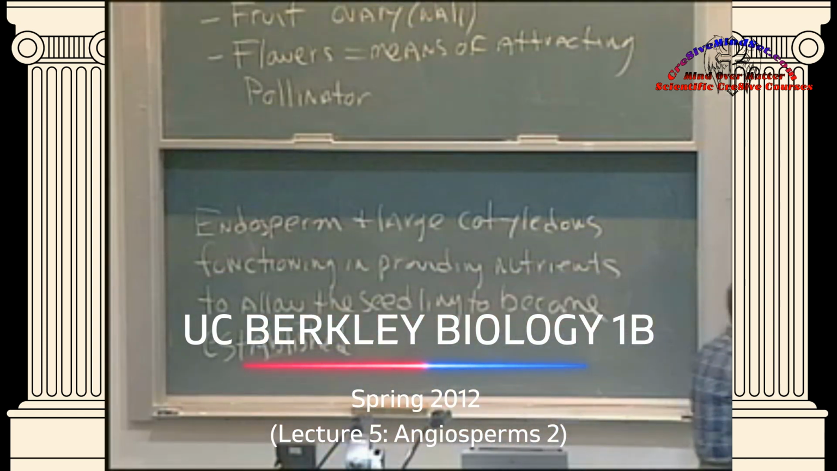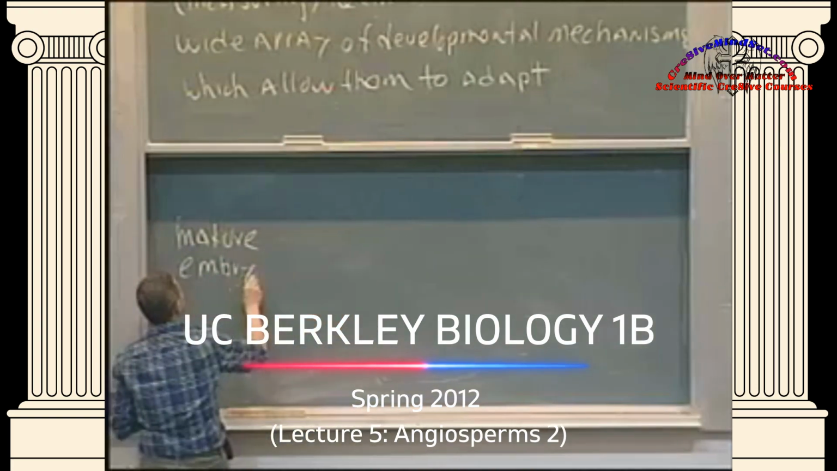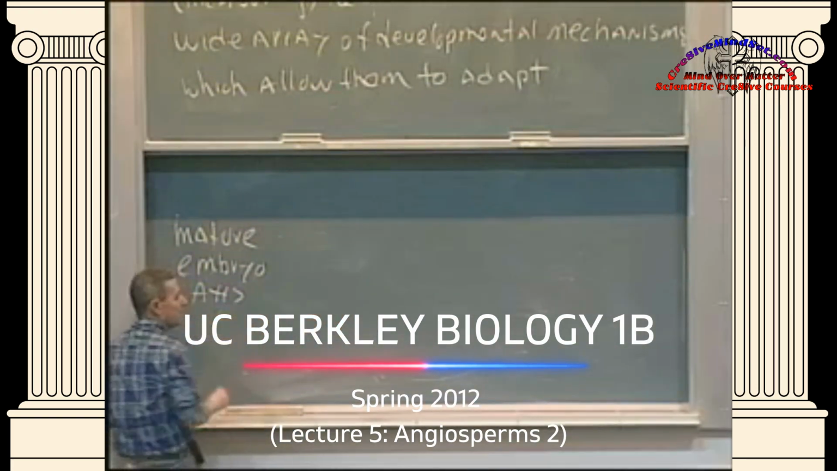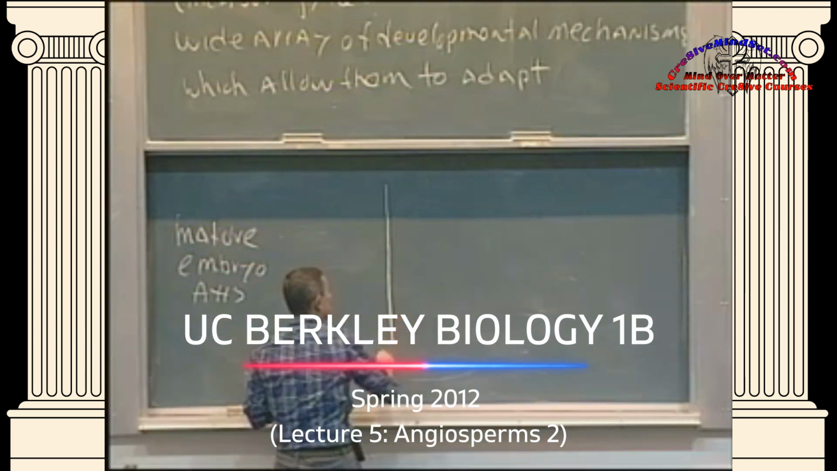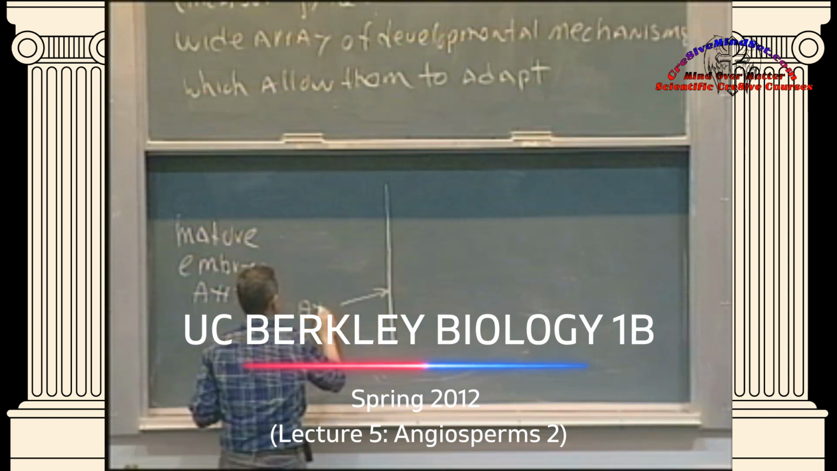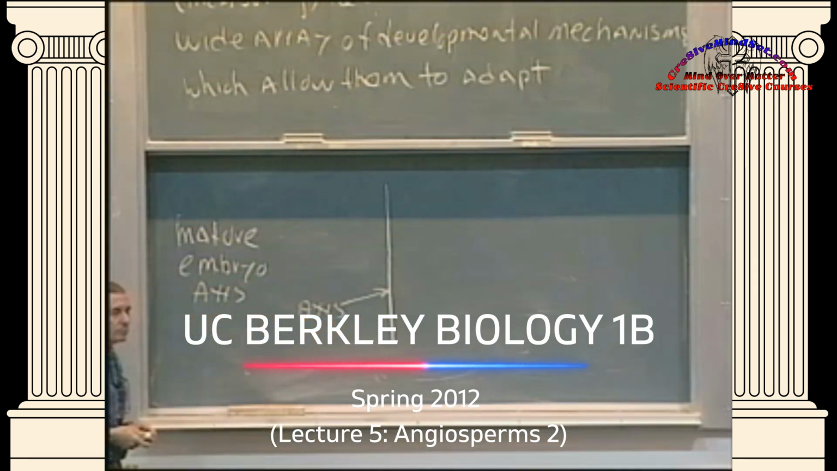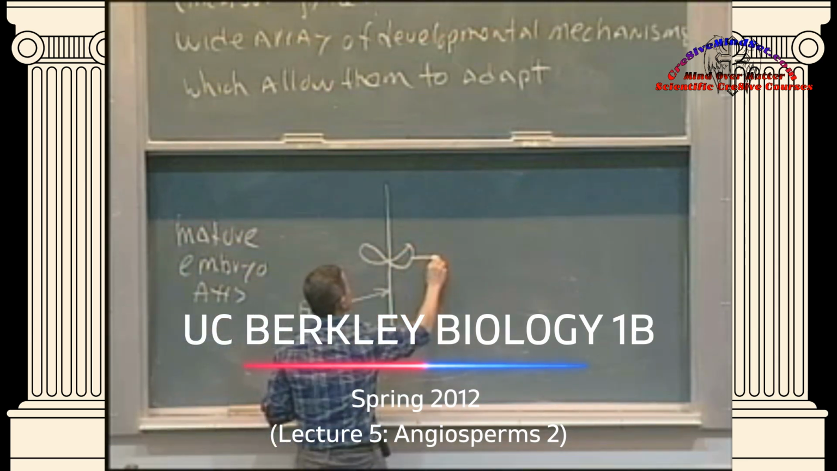Now let's look at the embryo axis shortly before germination. So we're going to look at the mature embryo axis, maybe just before germination. So here is the axis of the embryo. This would be the axis. The axis of the embryo. And we'll put the cotyledons on. Let's say this is a eudicot, so these would be the cotyledons.